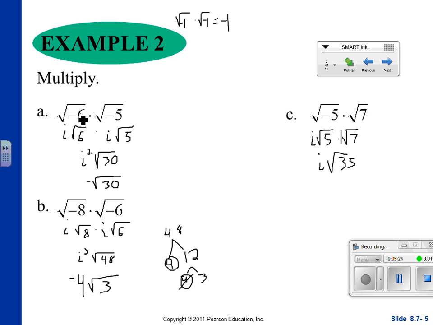So notice if it's both negative, we end up with a negative answer. If only one of them is negative on the inside, we end up with an i in our answer. If you went ahead and multiplied these, notice that we would have gotten positives, or square root of positive 30. And then we wouldn't have this negative out here. That's why it's important you do pull out the i's before you multiply. If you don't do that, you'll get the signs wrong.